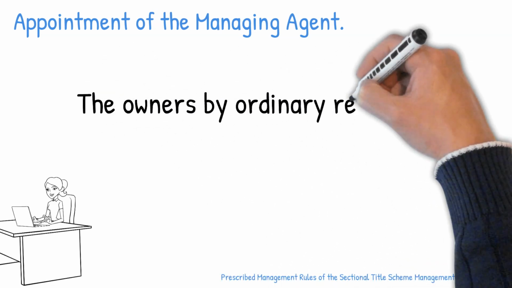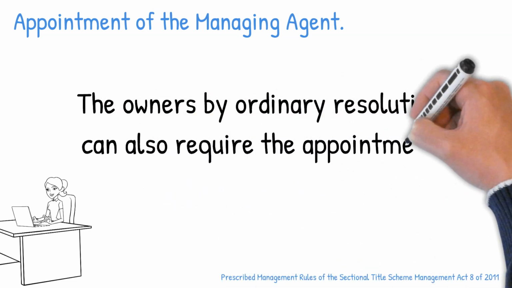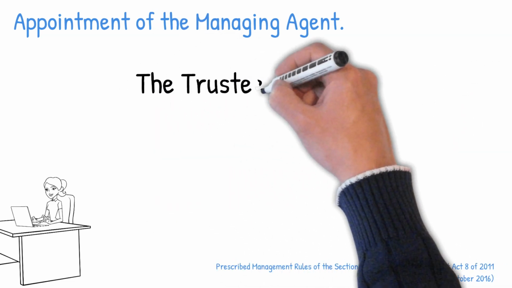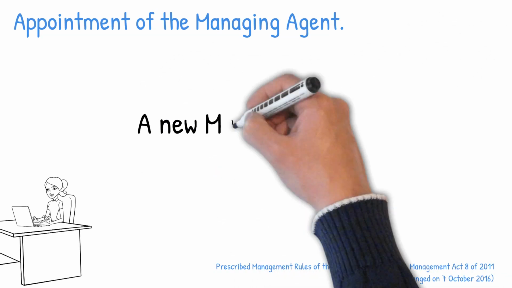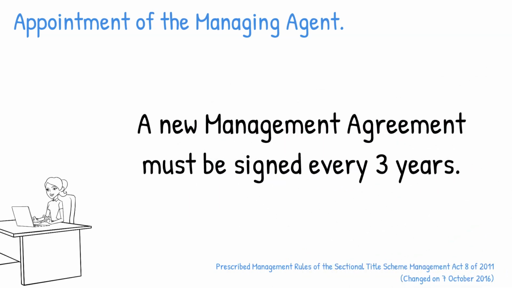The owners can, by ordinary resolution, also require the appointment of a managing agent. The trustees must ensure that there is a signed management agreement with the managing agent. Initially, the appointment was for 1 year, and thereafter, it was automatically renewed on a year-to-year basis, unless the body corporate terminates the contract. On the 7th of October 2016, this changed to, a management agreement may not endure for a period longer than 3 years. This doesn't mean that the body corporate has to get a new managing agent every 3 years. It only means that a new management agreement must be signed every 3 years.